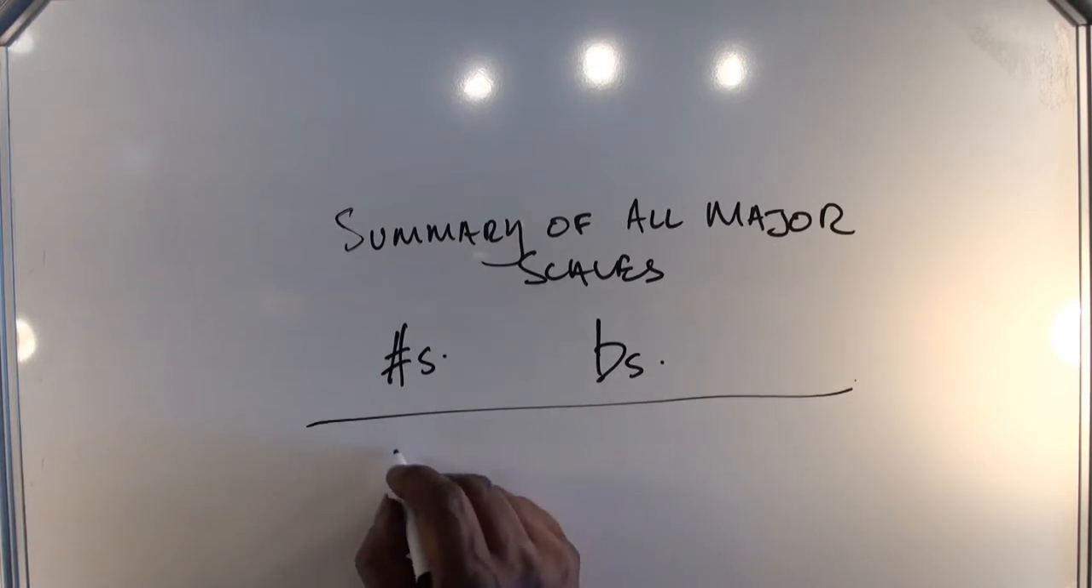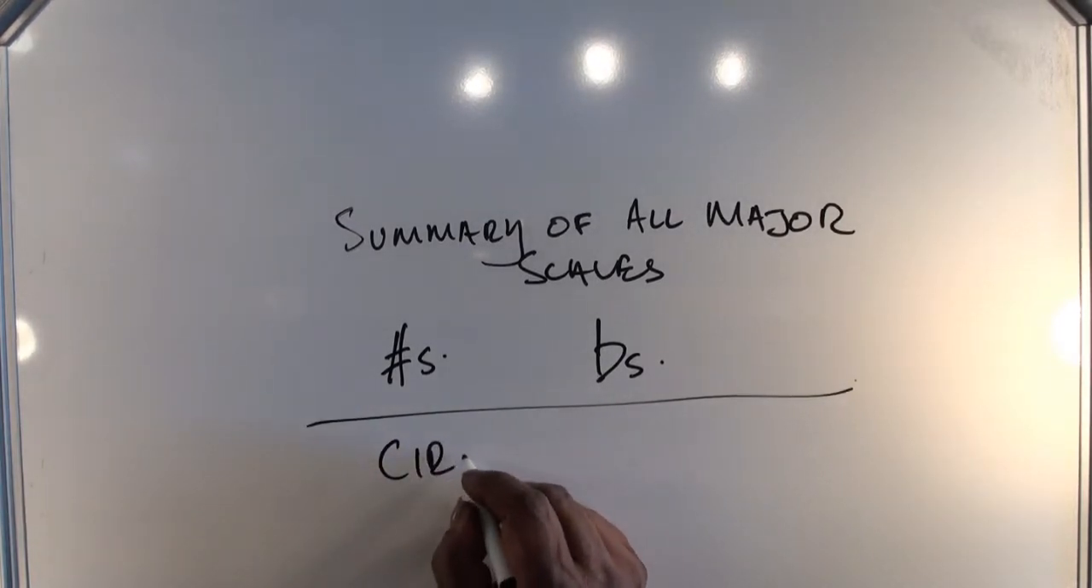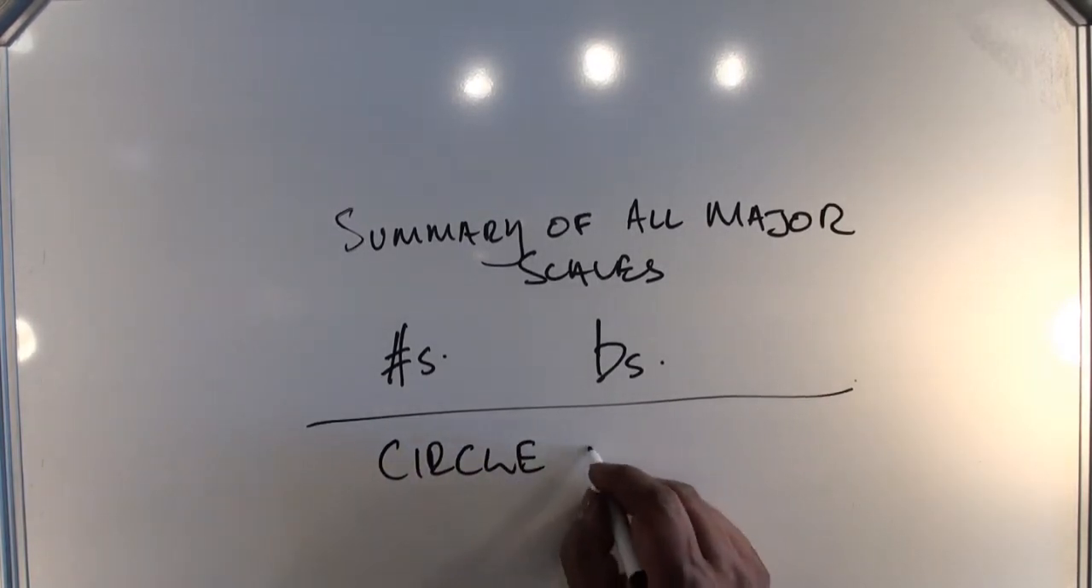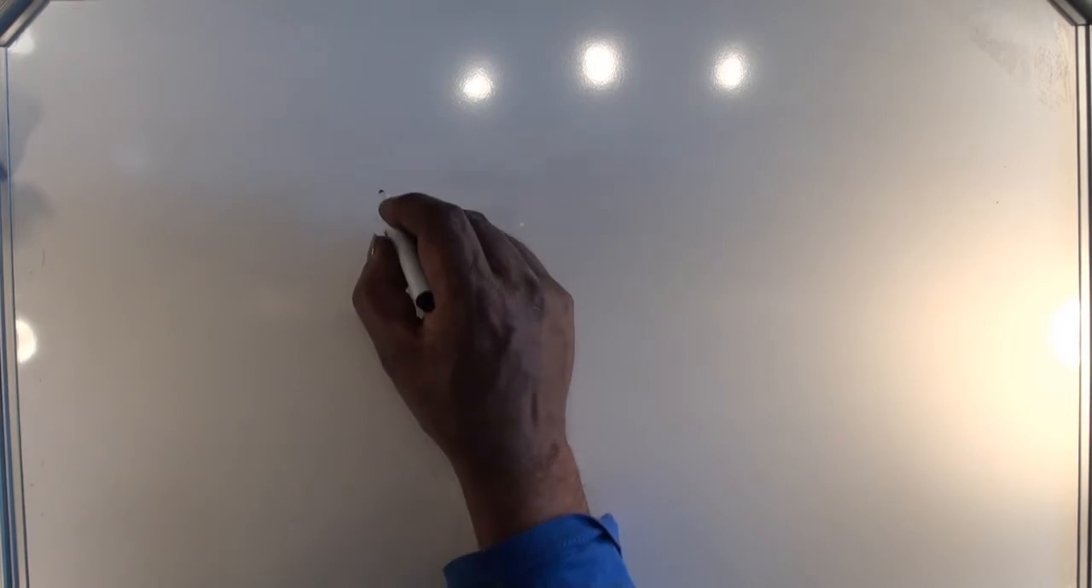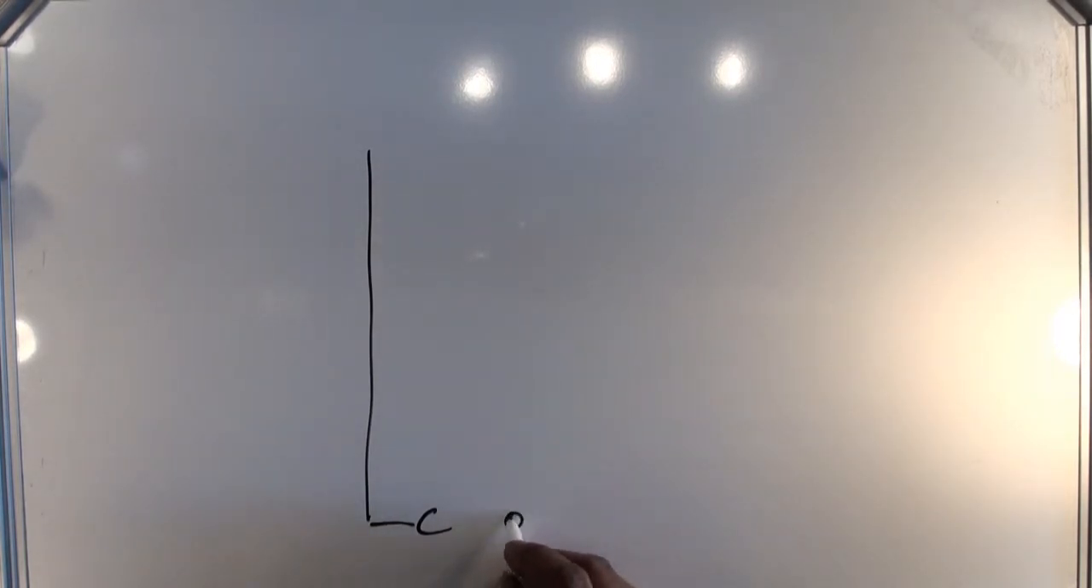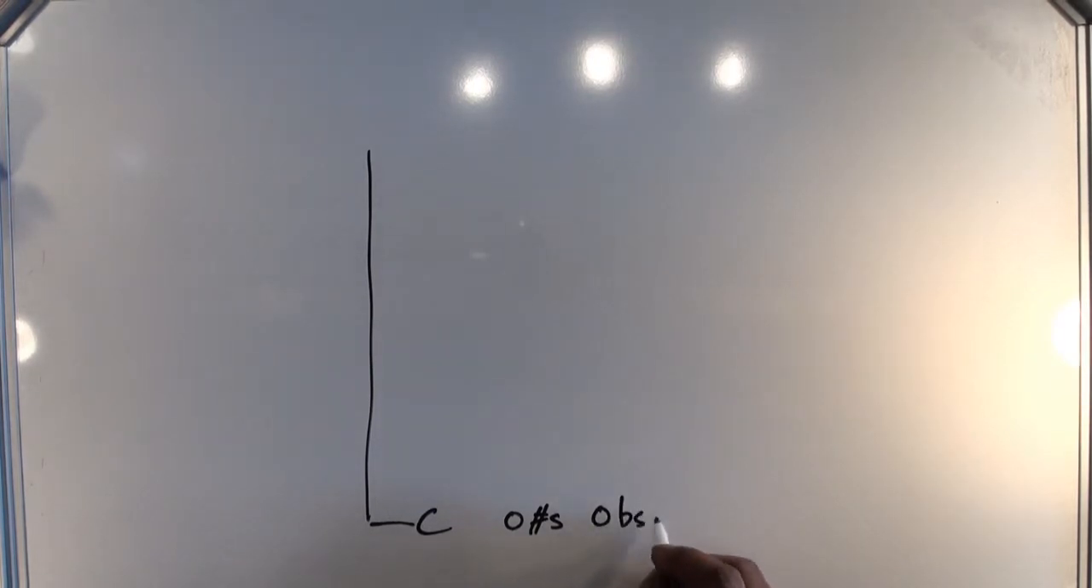This is commonly known as the circle of fifths. We're going to first do all the scales with sharps. So let's draw a vertical line and start with C being the scale that has 0 sharps and 0 flats.